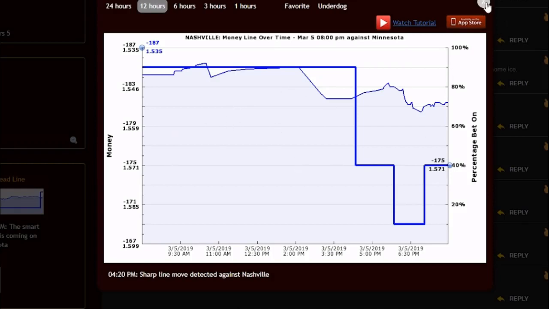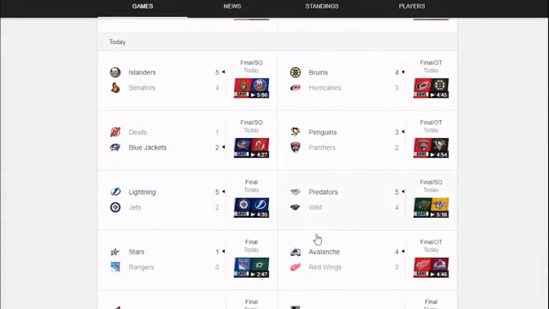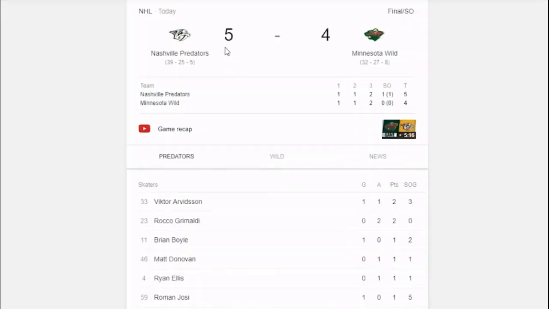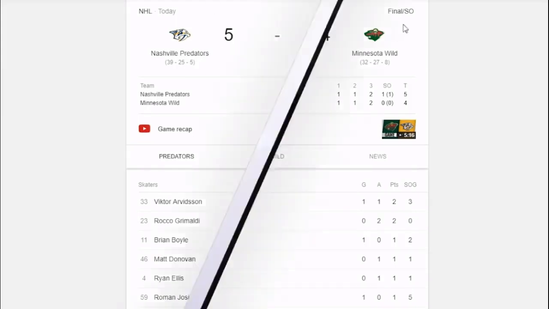So I guess let's check the results and see just exactly what happened. So yes, as you can see, the prediction came true. Again, this game was really close and it went into overtime and a shootout. There was no indication who was going to win, and the game went into overtime, followed by the shootout.